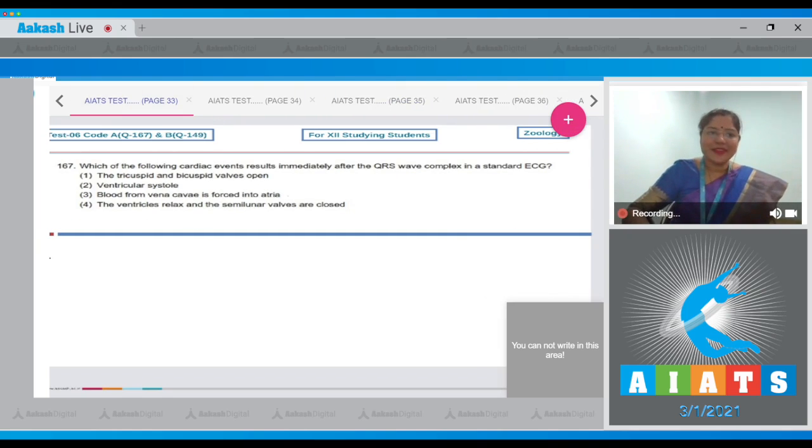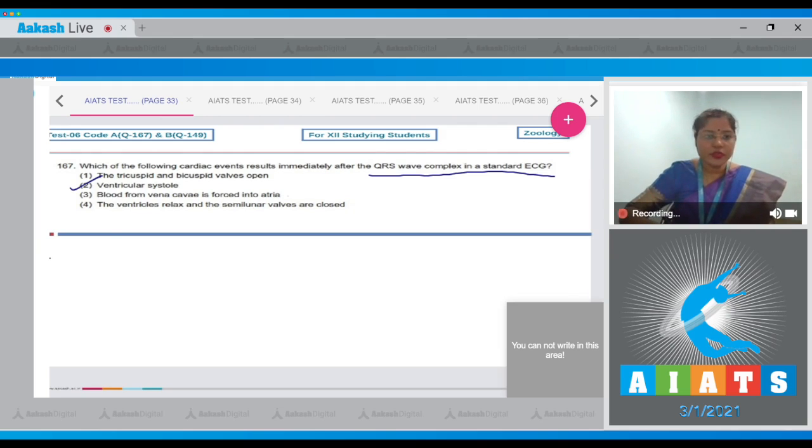Question number 167. Which of the following cardiac events results immediately after the QRS wave complex in a standard ECG? The options given are: option 1, the tricuspid and bicuspid valves open; option 2, ventricular systole; option 3, blood from vena cava is forced into atria; option 4, the ventricles relax and the semilunar valves are closed. Just after the start of the Q wave, ventricular systole occurs. So the correct answer to this question is option number 2.